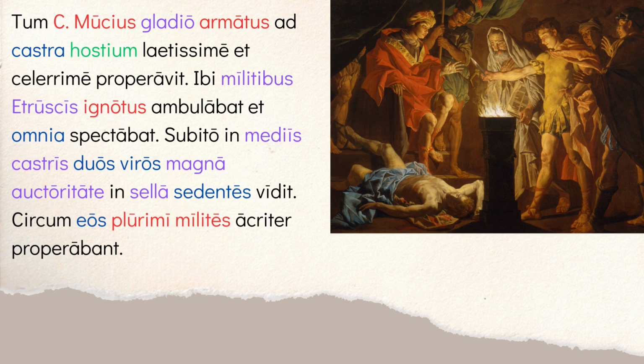Then you have subito in medis castris duos viros magna auctoritate in cella sedentes videt. So suddenly, videt, he sees, or he saw, right? So he saw in mediis castris, in the middle of the camp, he saw duos viros, two men with magna auctoritate, with great authority, right? Great power. In cella sedentes. So sedentes is your present participle, right? So we're going to translate it as sitting, and it has the es ending because it's describing the duos viros. So you could even translate this as he saw two men sitting in cella on a chair with magna auctoritate, right? With great authority. So he realizes that he has these two important people sitting there, okay?